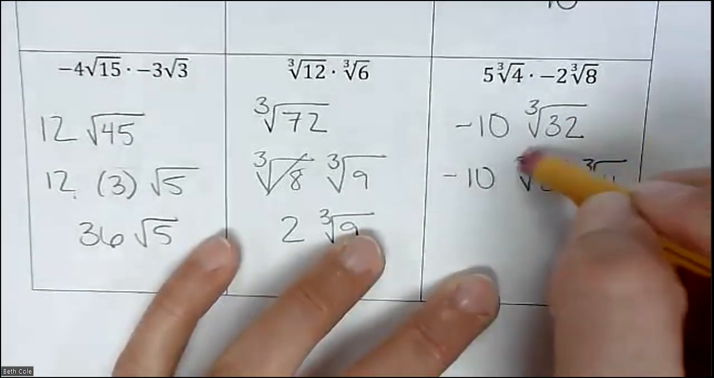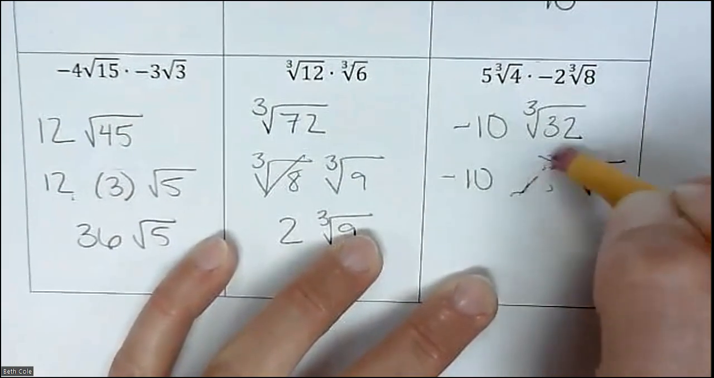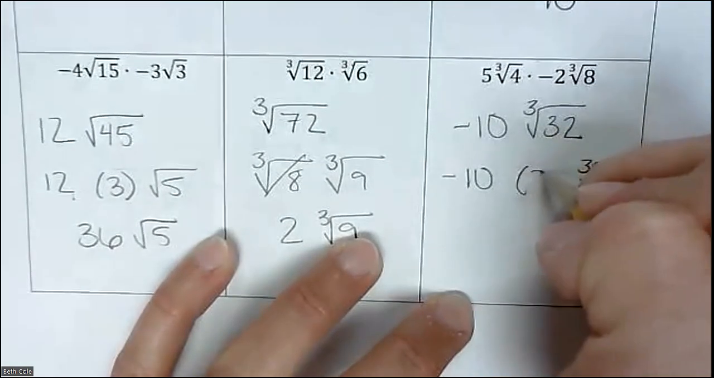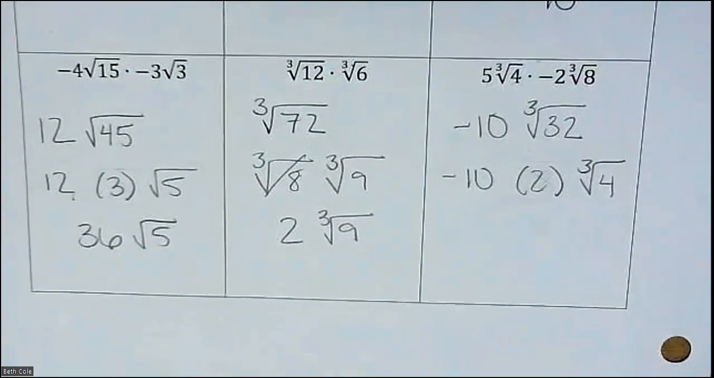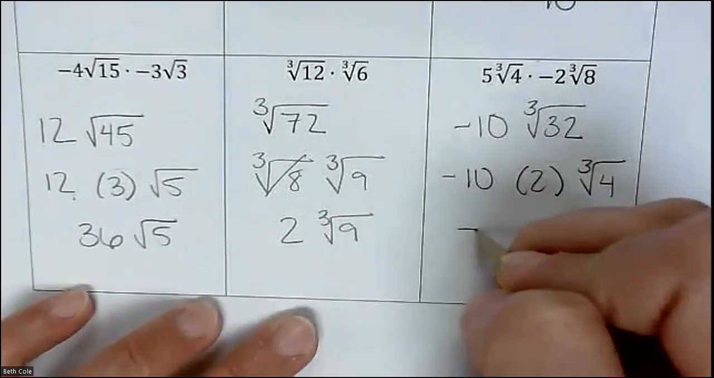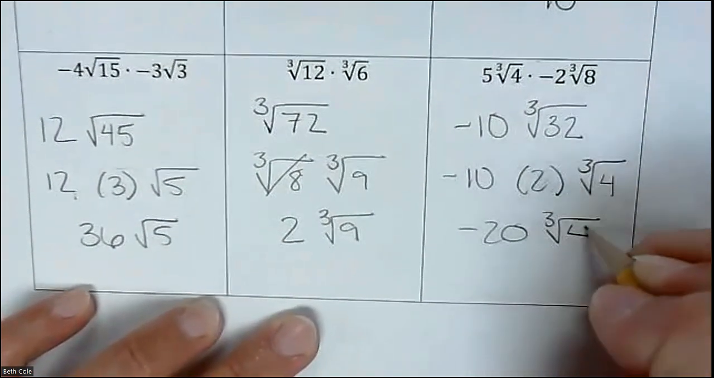What is your cube root of 8? Because again, good, you guys are starting to know those as well. That's 2. And then your final answer. Great, multiply those, -20 cube root of 4.